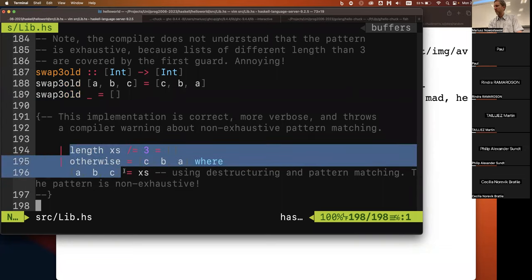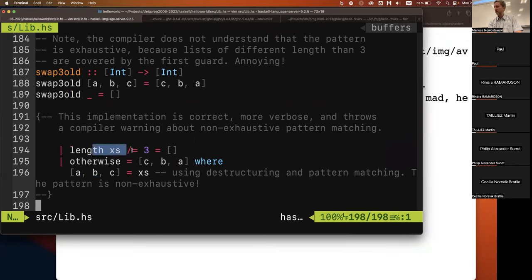This one is a little bit more imperative, like I'm checking the length explicitly here myself, and this is unnecessary because this can be done by this pattern here. The length is being checked automatically by the pattern itself, and I have a very clear logic of what is happening, that we're doing the swap of A and C, right?